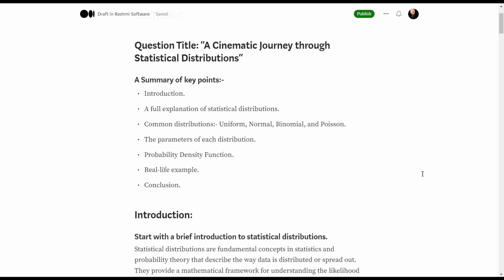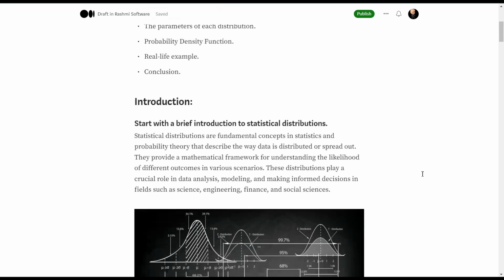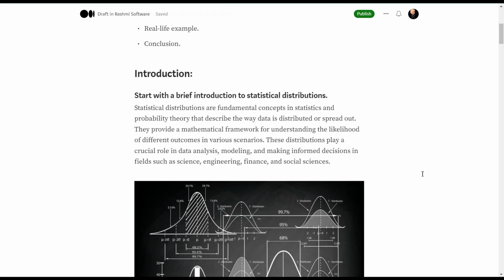Welcome to this video, a cinematic journey through statistical distribution. Let's see a summary of key points: introduction, a full explanation of statistical distribution, common distributions (uniform, normal, binomial, and Poisson), the parameters of each distribution, probability density function, real life example, and conclusion. Introduction. Let's start the video.